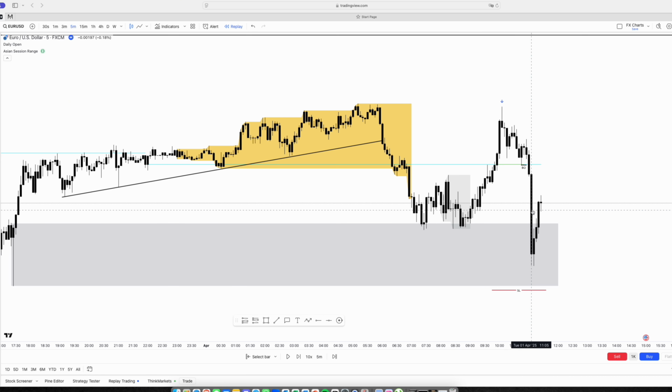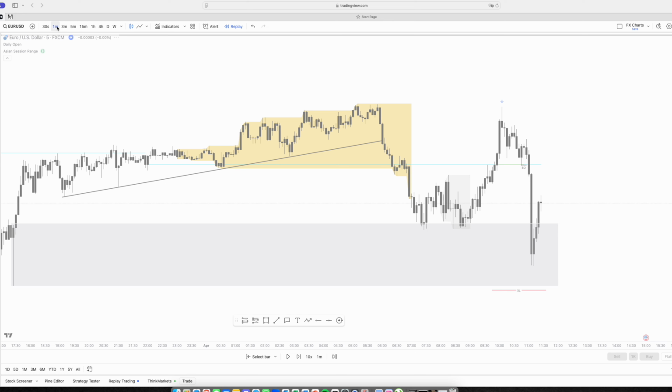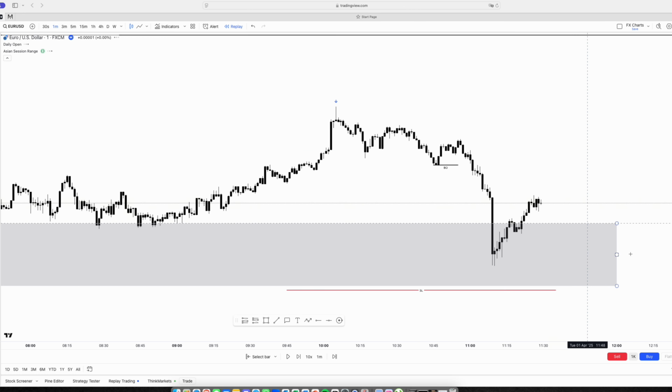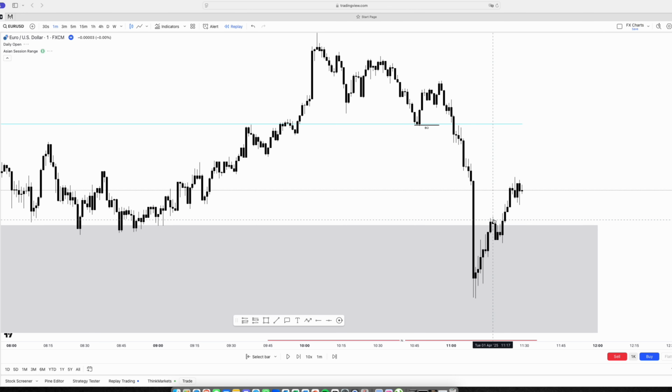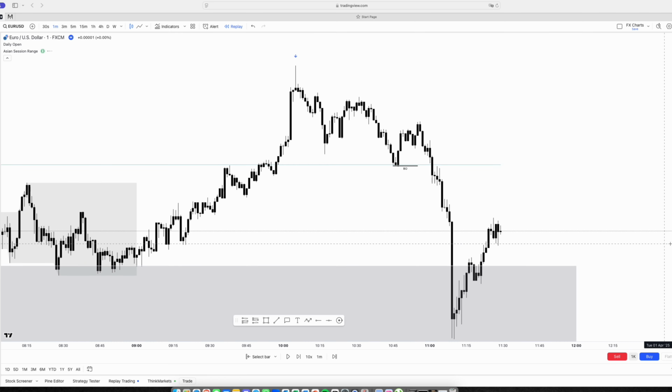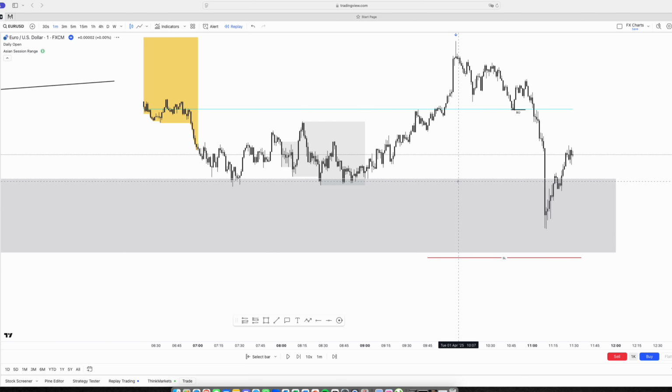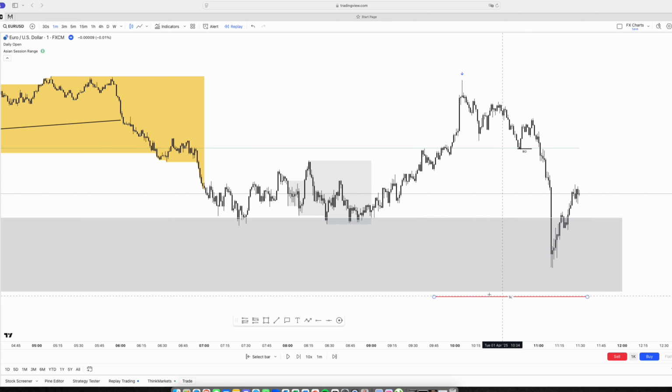And now because we've had this significant reaction, and we're slowly breaking structure internally to the upside, there are obviously people who are angry that they were stopped out at these levels, and now they're looking to re-enter.